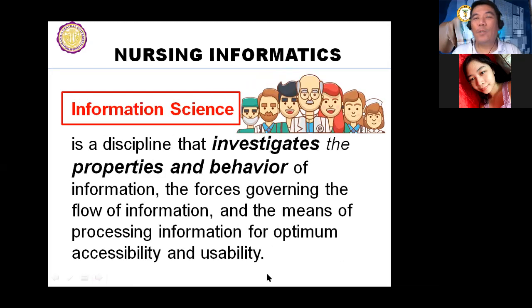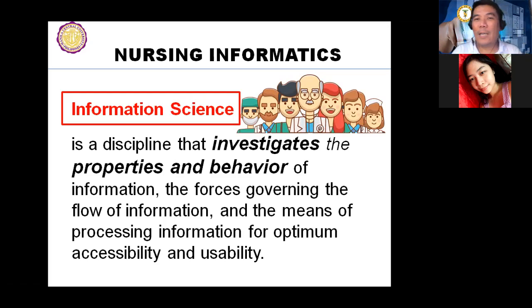So next is information science. Information science, from the term itself, is a systematic way of processing information. This is usually associated with investigation, because when we talk about investigation, this conforms to what science is. Investigation is a systematic process. When we talk about information, you investigate or use this information in terms of how it will be accessible and how it will be useful.